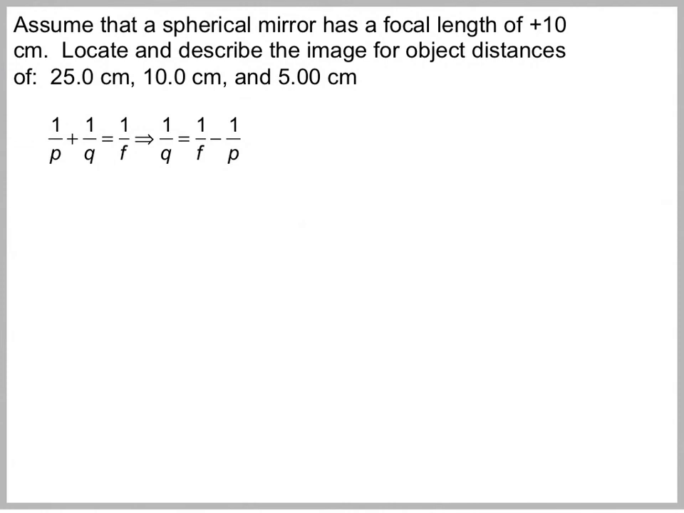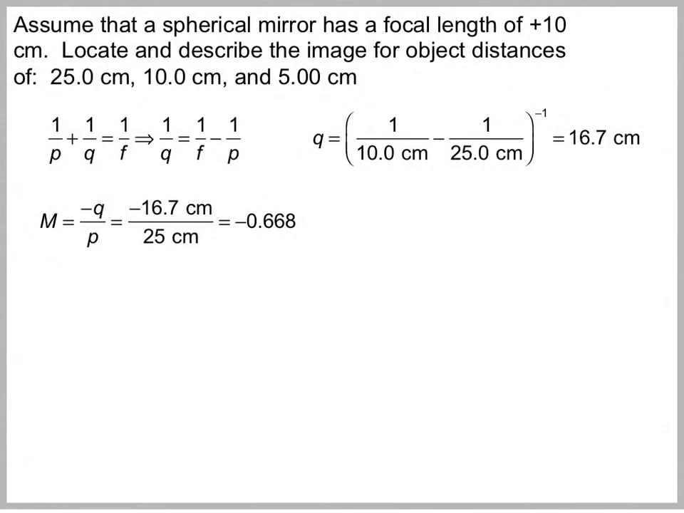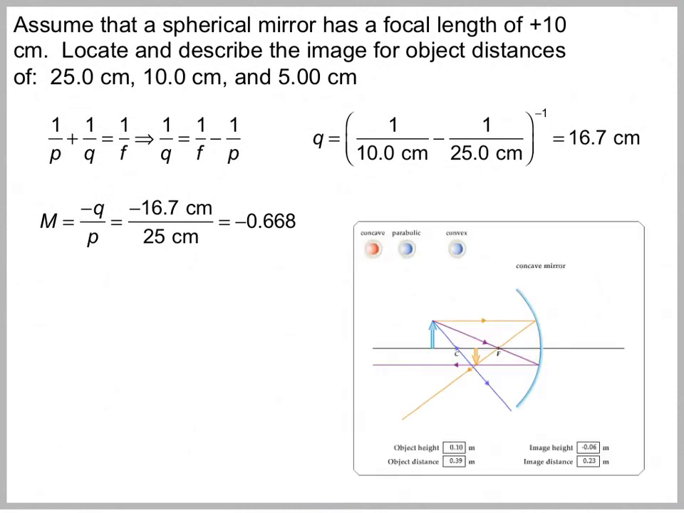So we can use the mirror equation: 1/p + 1/q = 1/f. In this case, we want to know q. So 1/q = 1/f - 1/p. So q is 1 over (1/f - 1/p), and we plug in our values, and we get q is 16.7 centimeters. So the magnification is -q/p, -16.7/25, or -0.668. So if this is the case, the image is smaller, and it's going to be real, and it's going to be inverted.